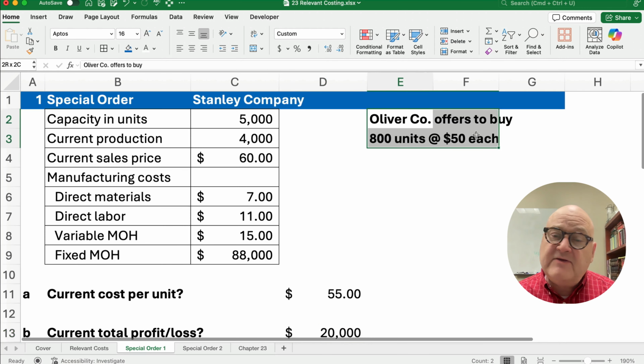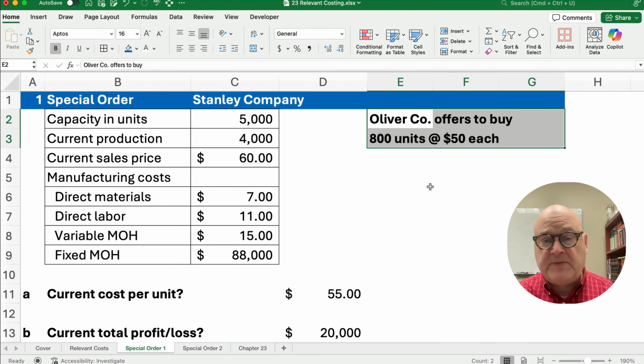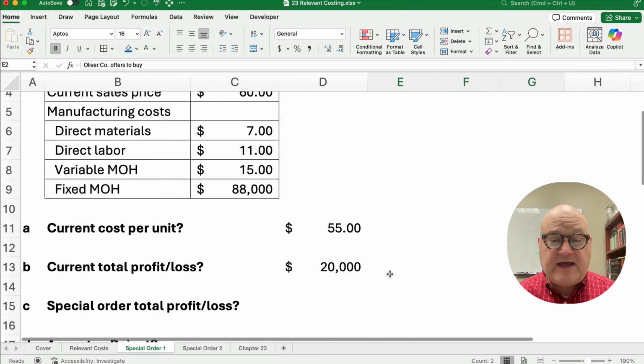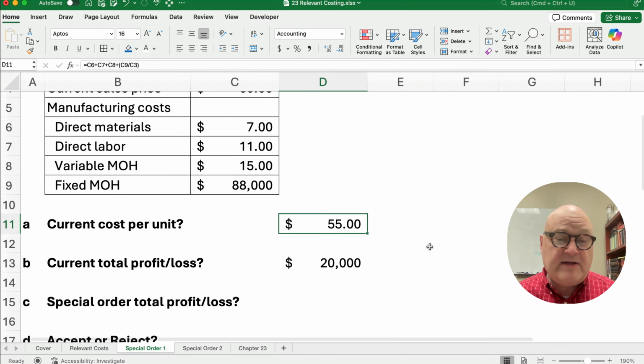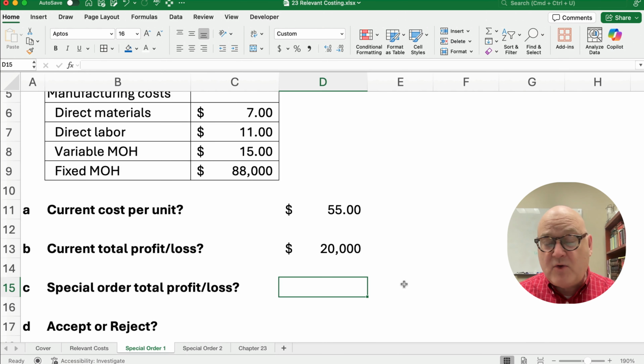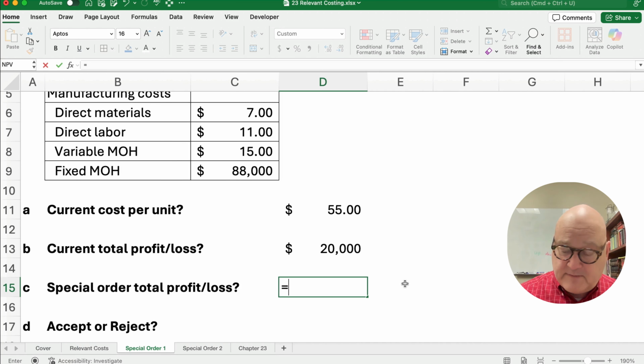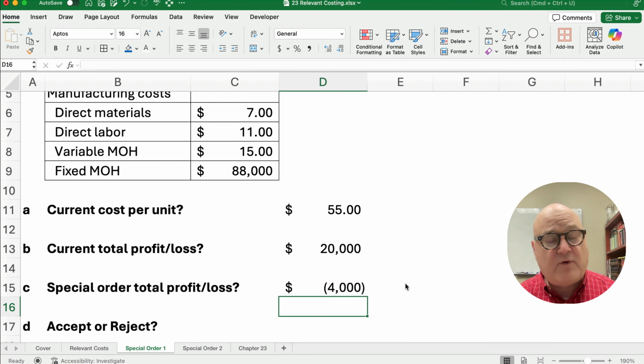Now, we have to consider this special order. Are we willing to sell 800 units at $50 each? Well, we've just calculated that our current cost per unit is 55. So what normally happens before you start working many of these problems, you say, hey, I'm losing $5 each. So if I take the 800 times -5, I'm losing 4,000, so no, I'm going to reject.